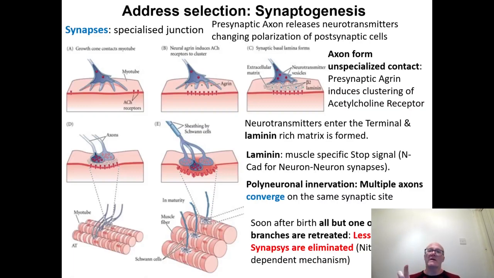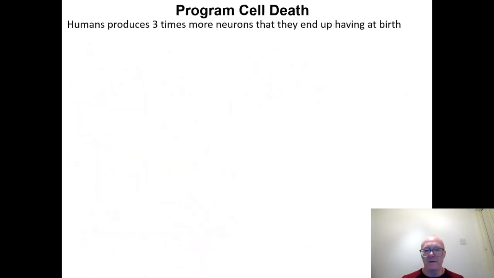So the most active axon will produce nitric oxide that is going to induce apoptosis in the ones that are less active. In fact, programmed self-death or apoptosis is an important element in how vertebrates build their brains. For instance, in humans, we produce 3 times more neurons than we actually have at birth. So 2/3 of the neurons die by apoptosis by the time we are born.